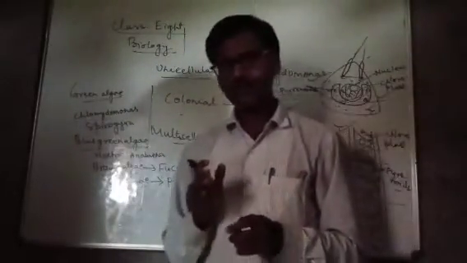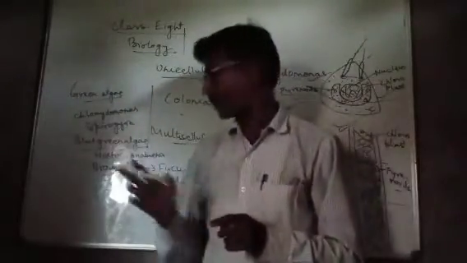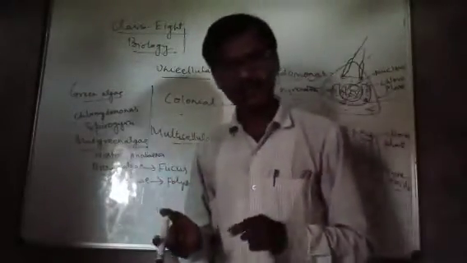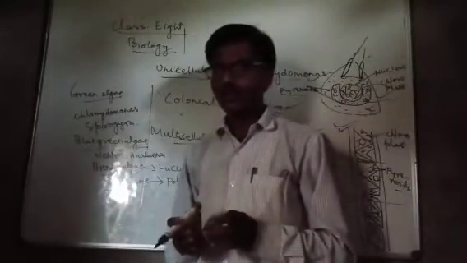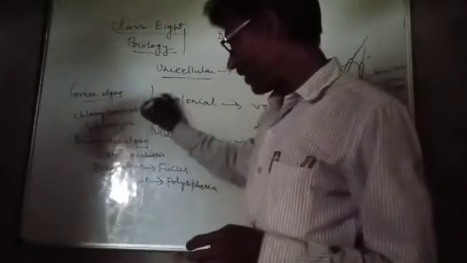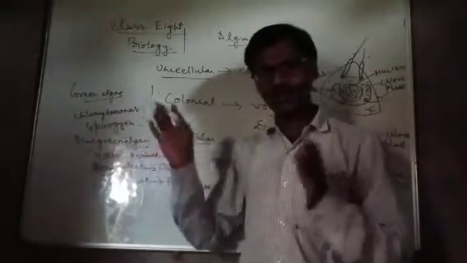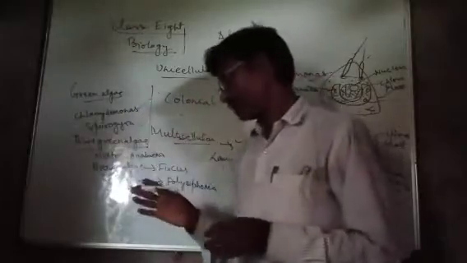Next, on the basis of color, there are different types of algae: green algae, blue green algae, brown algae, and red algae. Means four different kinds of algae by color. Green algae look green. Common examples: Chlamydomonas and Spirogyra are very common examples of green algae.